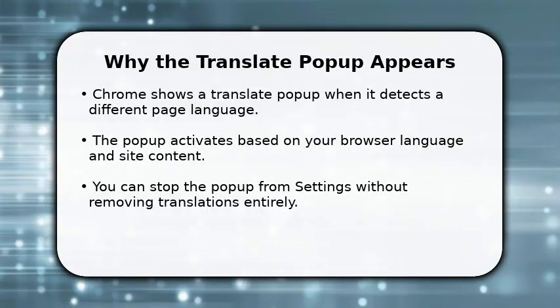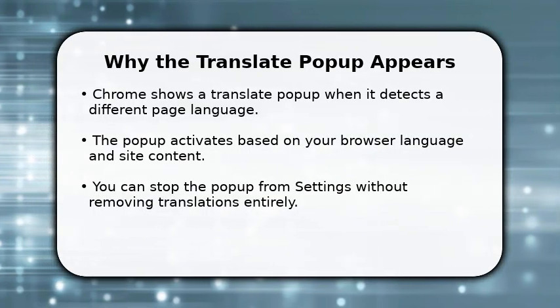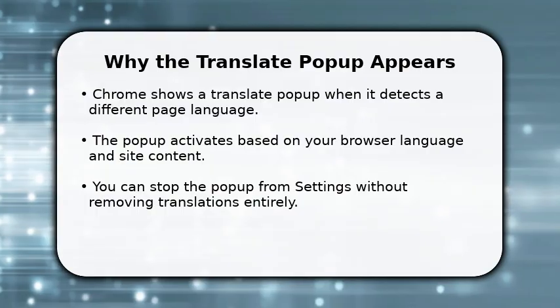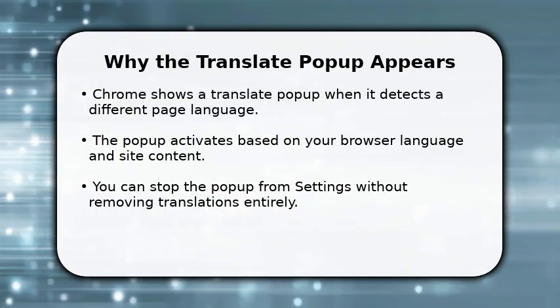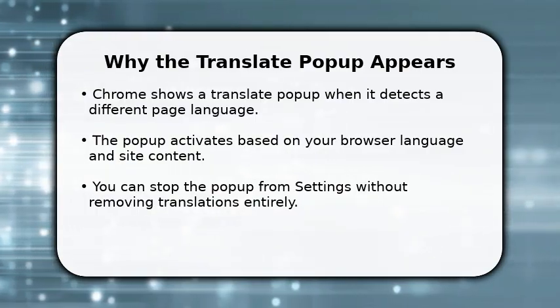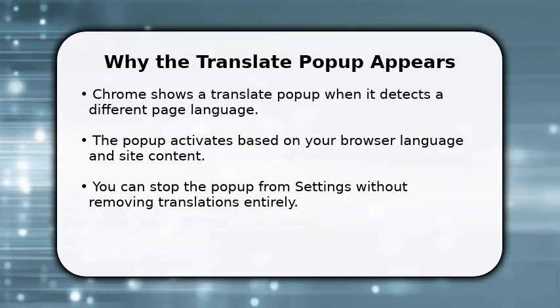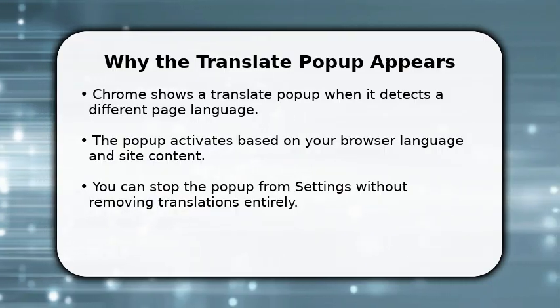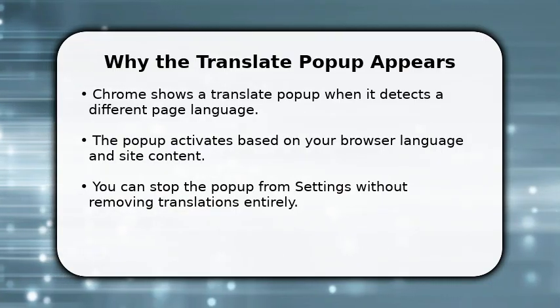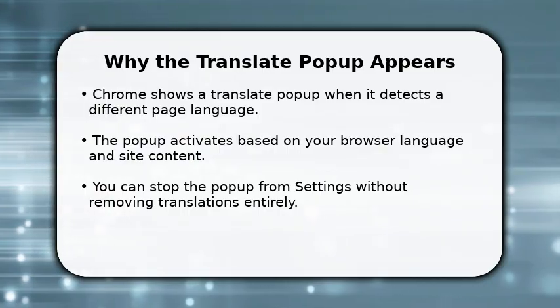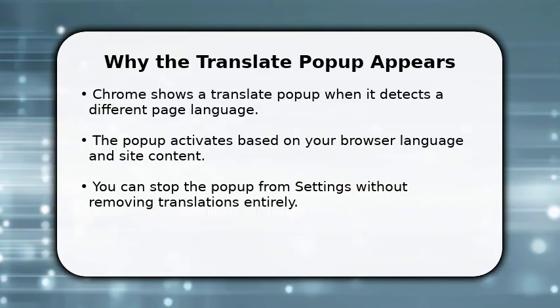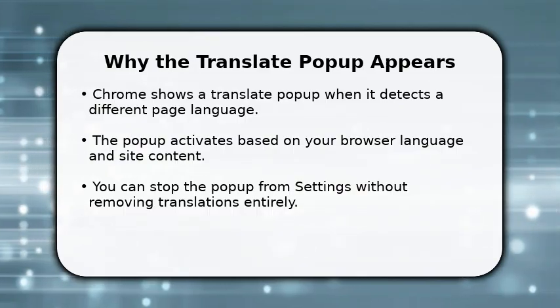You see the Google Translate pop-up when Chrome detects a different page language. The browser compares page language to your default language and then offers translation. This feature triggers frequently on multilingual sites and PDF pages. You do not need to remove translation tools to stop pop-ups. Disabling the offer keeps manual translate options intact for later use.